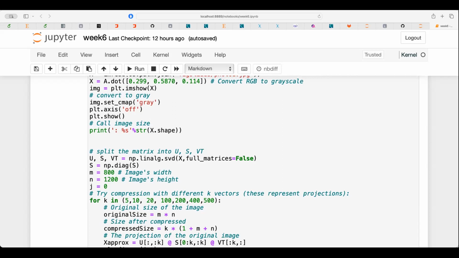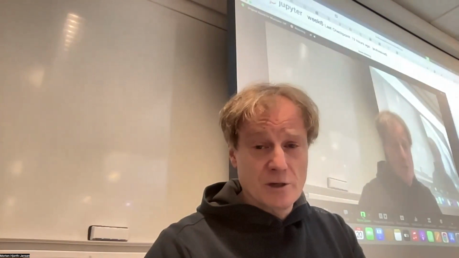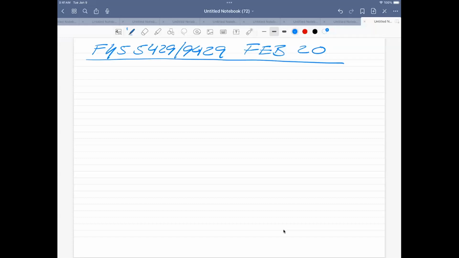So let me just quickly remind you of that by switching over to the whiteboard here. A singular value decomposition, if you have a matrix A, can be written out in terms of a matrix U, a matrix which has the so-called singular values, which is a diagonal matrix, multiplied with the transpose of a matrix V. So suppose now that A is a real matrix of dimensionality M times N, then this matrix U is an orthogonal matrix of dimensionality M times M.